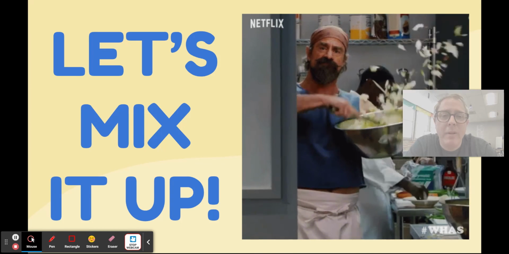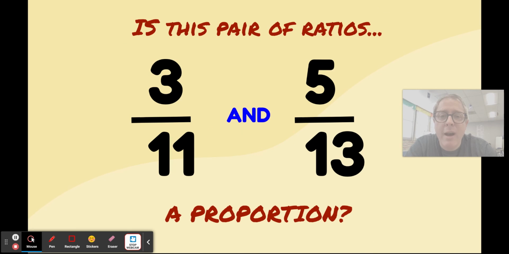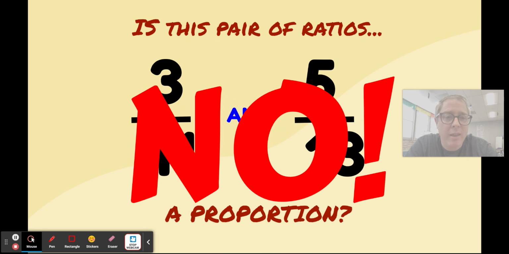All right, now we're going to mix it up a little bit. Now I want you to look at this pair of ratios and determine if it's a proportion. And remember, if it's a proportion, it has to work horizontally, vertically, and if you cross multiply. The best way to check, I think, is to cross multiply. So multiply on the diagonals. 11 times 5 gives us 55. 13 times 3 gives us 39. Did we get the same product from both diagonals? 55 and 39? No. So this is not a proportion.